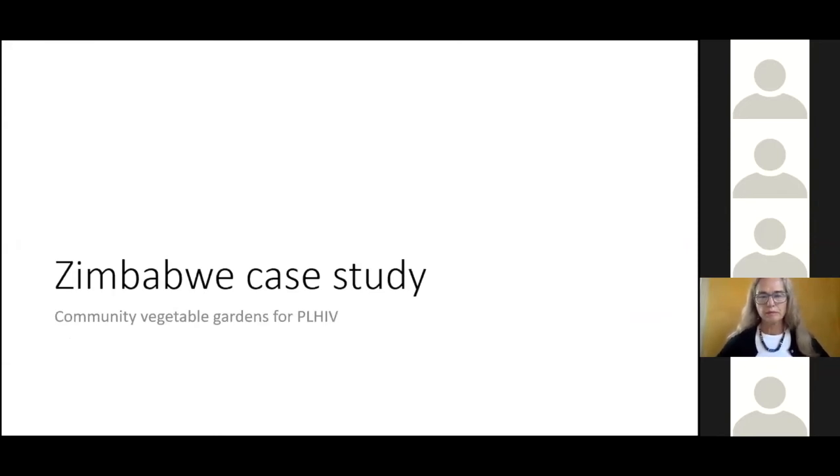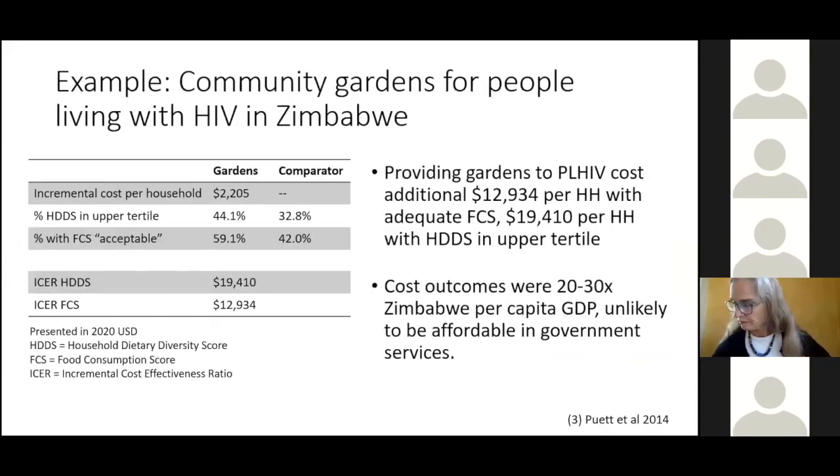Now we'll apply some of these general benefits and challenges to a program in Zimbabwe providing community vegetable gardens for people living with HIV. This is an example of a program that was not considered cost-effective according to decision rules. So we'll start with the bad news first. In summary, providing gardens to people living with HIV cost around $13,000 in 2020 US dollars per household with food consumption score raised to an acceptable level, and cost around $19,000 per household with household dietary diversity score raised to the upper tertile. These were our outcome measures in this setting.